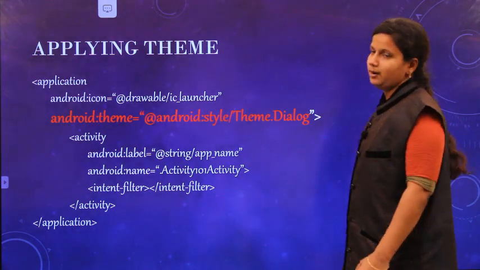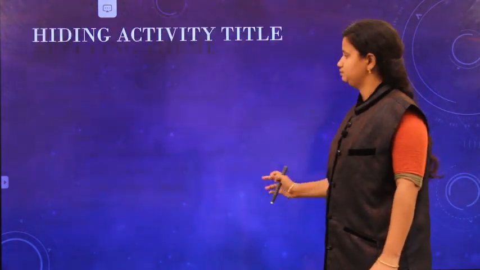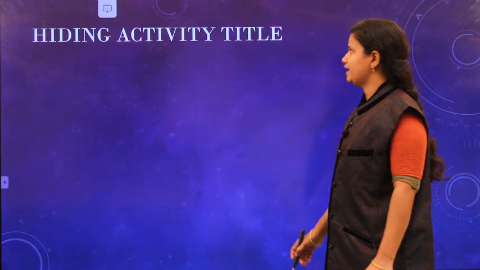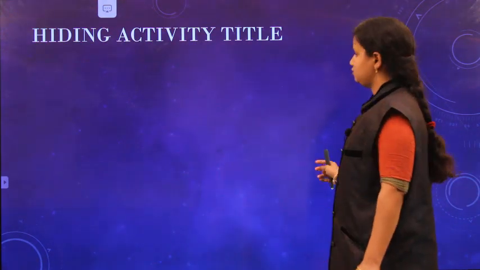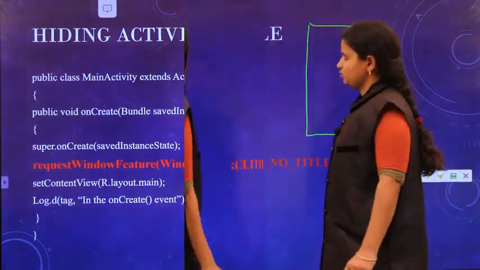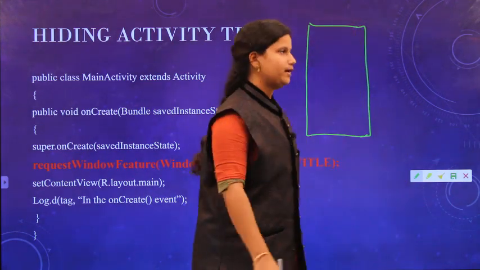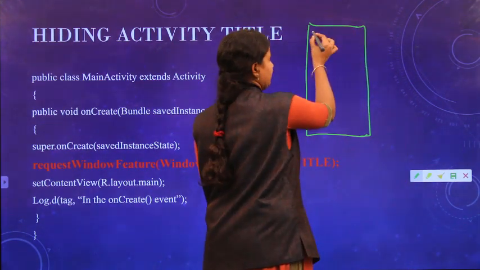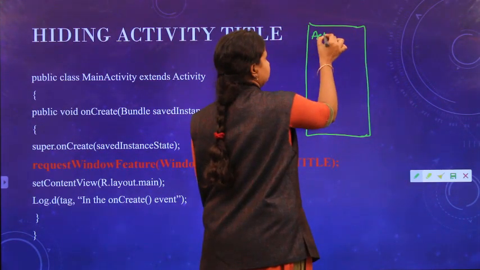In this way we have to apply the themes of an activity. And the next one is hiding the activity title. So how do we hide the activity title? When you are opening any activity, the activity has a title.